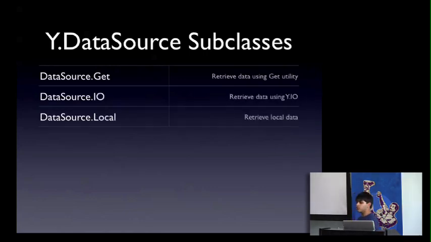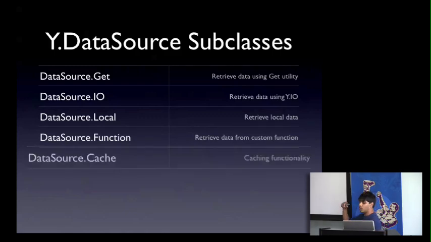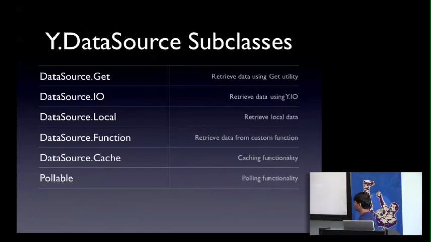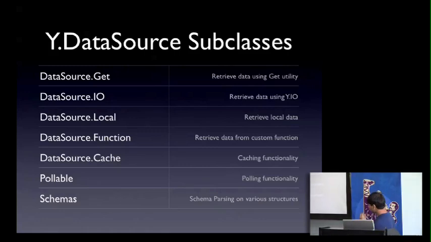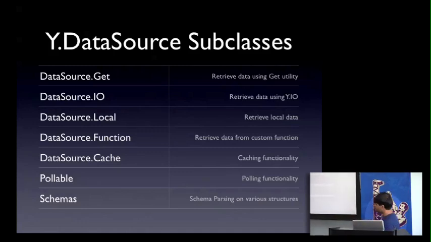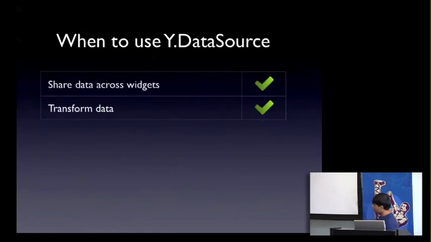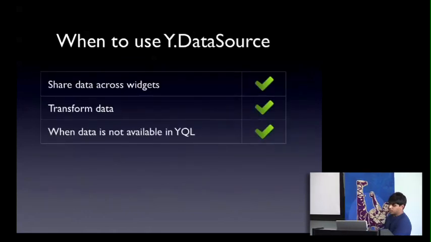If any of you are familiar with data source from YUI 2, it was a monolithic module which had everything built in. In YUI 3, we've kind of split that up into subclasses that are mentioned here. So if you want to get data from, let's say, a REST API, you probably want to use datasource.get. If you're getting data from your server, you might want to use I/O. You can also pass in a custom function, and data source is going to get populated with whatever that function returns. We kind of talked about caching and polling. We're going to look at schemas a little later when we talk about parsing. So you can basically take whichever submodule you want and work with just that, and your file size will be a lot smaller.